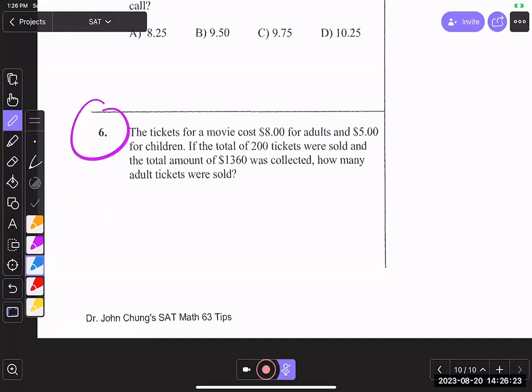Awesome. So let's say $8 for adults. Let's say A is adults and C is children. So 8A plus 5C equals 1,360. And then the other equation in the system would be A plus C equals 200. And how many adult tickets were sold?